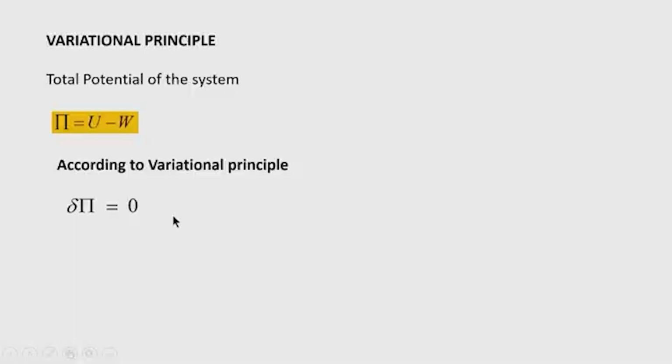In some cases it may be complicated also, but for problems which have complicated boundary and complicated loading conditions, the variational principle, that is del pi equal to 0, yields the differential equation of the equilibrium as well as the boundary condition. So, this equation simultaneously gives the differential equations of the equilibrium as well as the boundary condition.